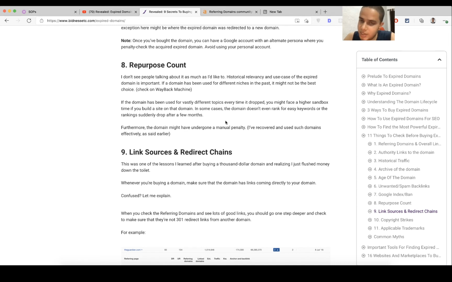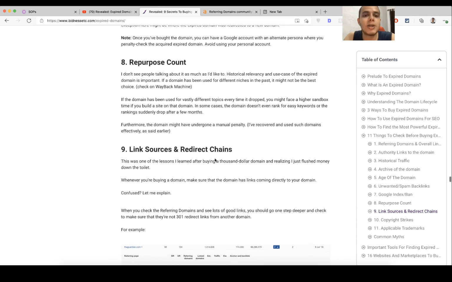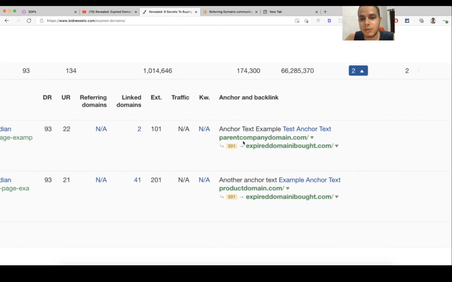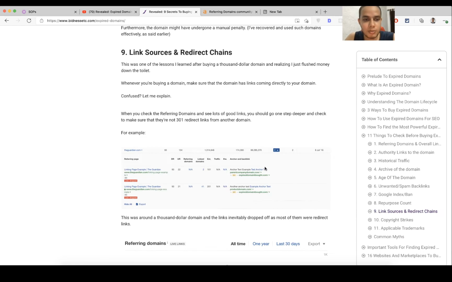So I usually have any expired domain which has a low drop count, or something which has not been repurposed a lot of times, in the sense that it didn't lose its essence of the original topic which it used to be about. That is important. I talked about redirect chains right in the beginning, that there should be no 301 redirection to that expired domain.